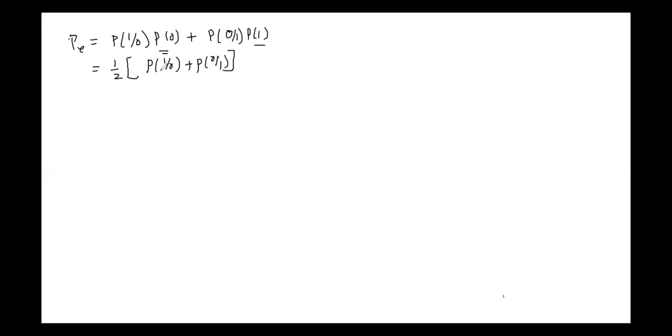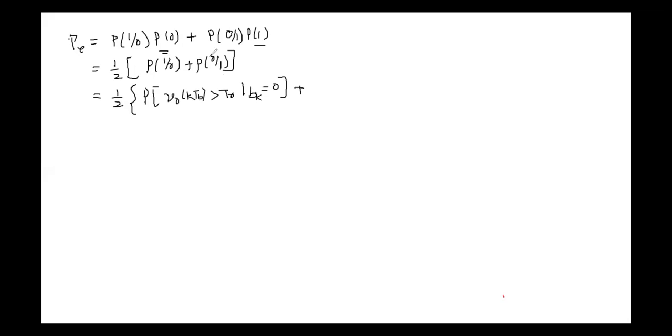So how to find this and what does this actually mean? If you write this in terms of words, this is the probability of V naught of kTb greater than V naught threshold when Bk equals 0. So this is the probability of receiving 0 as 1. That is the error probability corresponding to this.